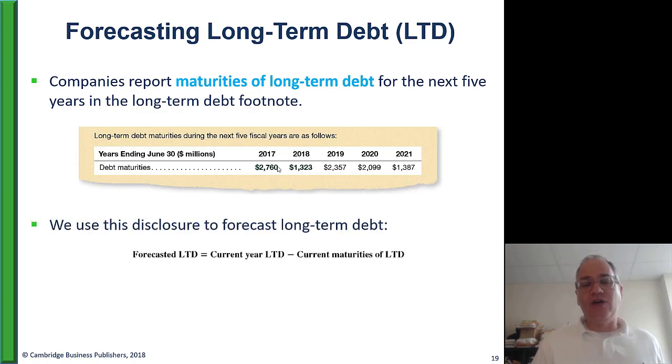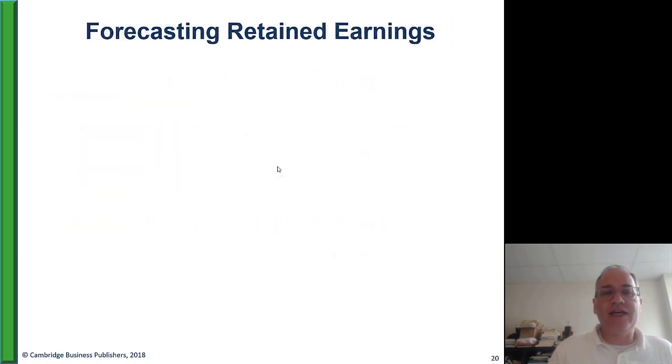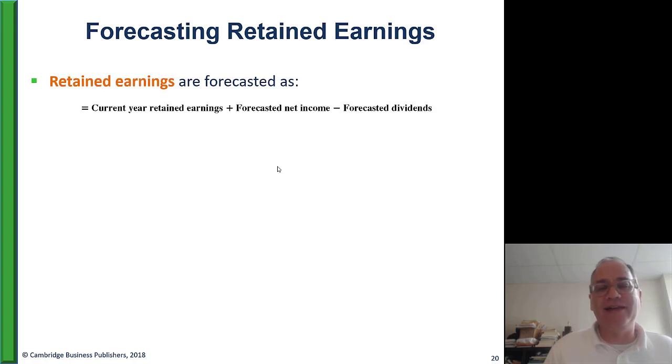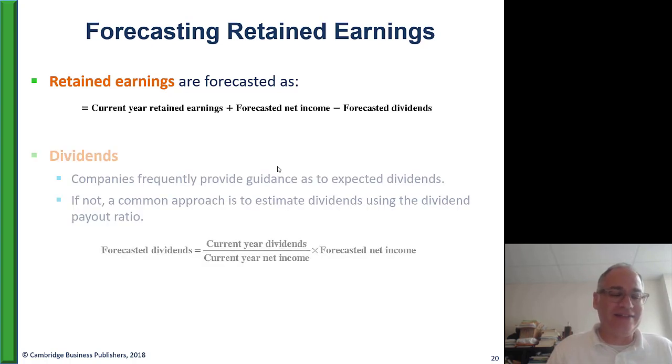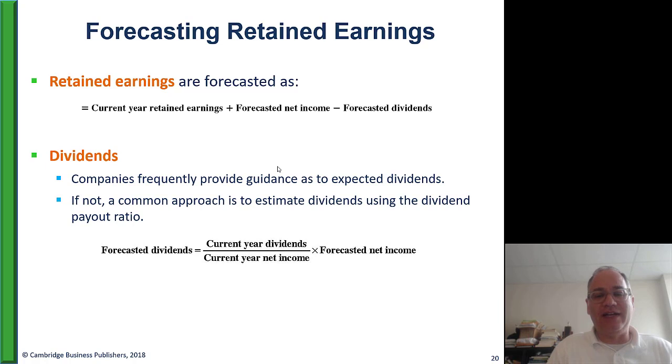So forecasted long-term debt would be the current year's long-term debt minus everything that got moved into current because it's no longer long-term. And retained earnings is, as I said, going to follow the formula: beginning retained earnings plus net income minus dividends. And how do you estimate dividends?